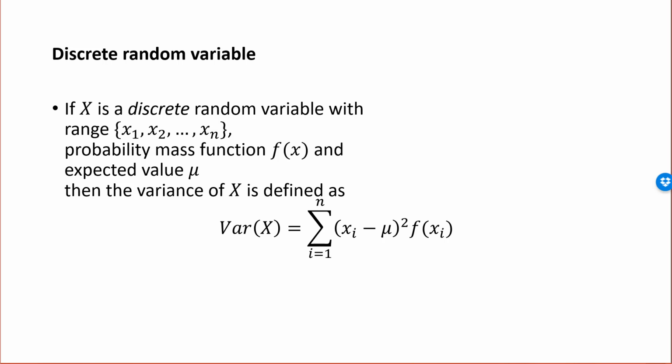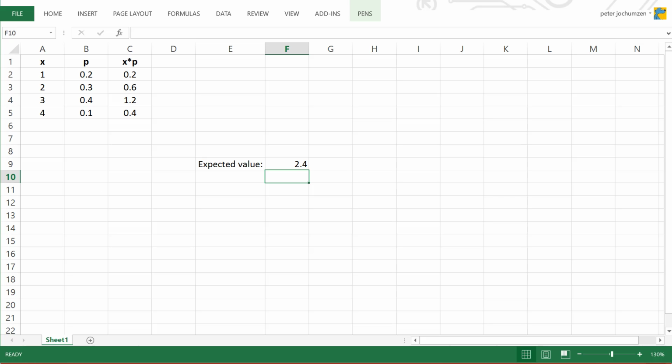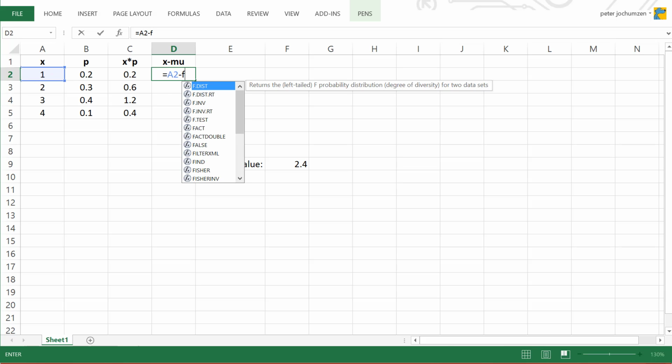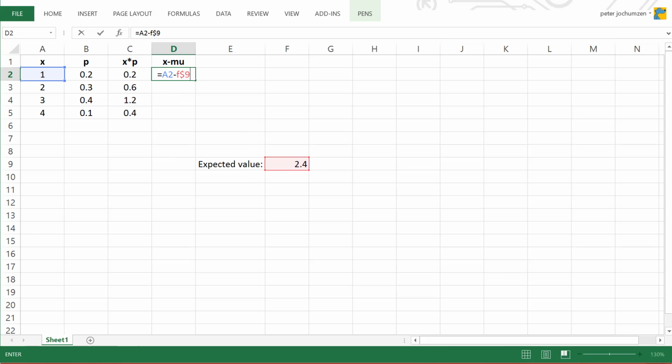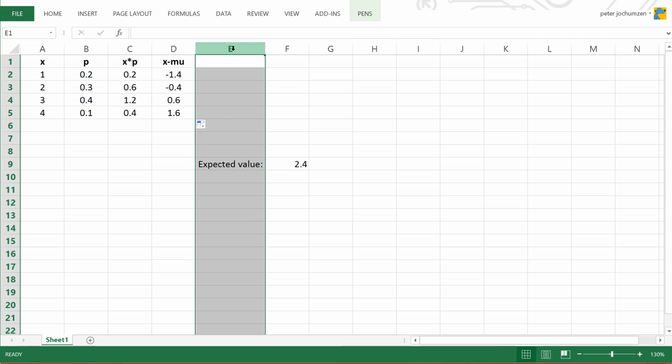If we look at the formula, the thing we need is the deviations from the expected value. So we need to calculate xi minus mu for all the observations. So let's do that. X minus mu. And that will be the x value minus cell F9. So let's put a $ sign on the 9 so it doesn't increase. So those are the deviations from the expected value.